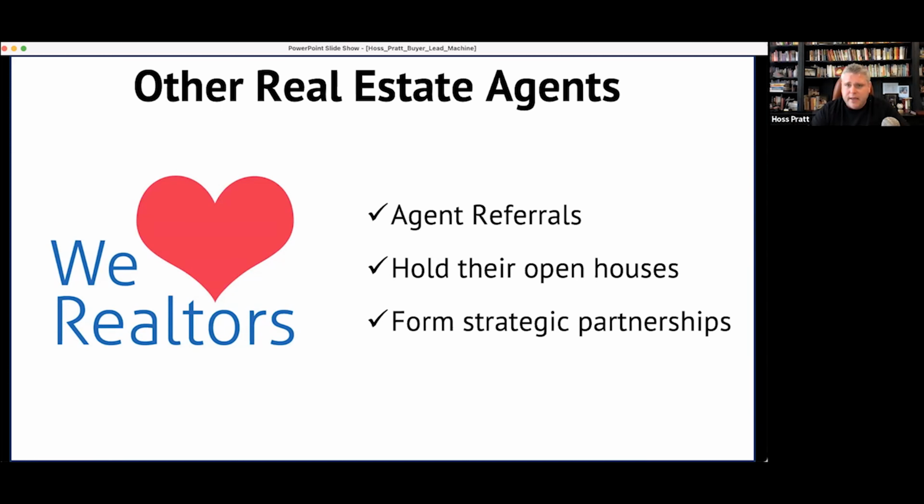In this case, you could do it with eXp agents, being able to use other agents' listings for their open houses, but also agent referrals. Do you know how effective the eXp network is for agent referrals? It's amazing how many referrals get thrown around at eXp. So make sure you're a part of that and let that be a part of your business, being able to leverage other agents to get referrals and build those relationships, but also use it to market their properties. You could form strategic partnerships, leverage other real estate agents to grow your business this year.